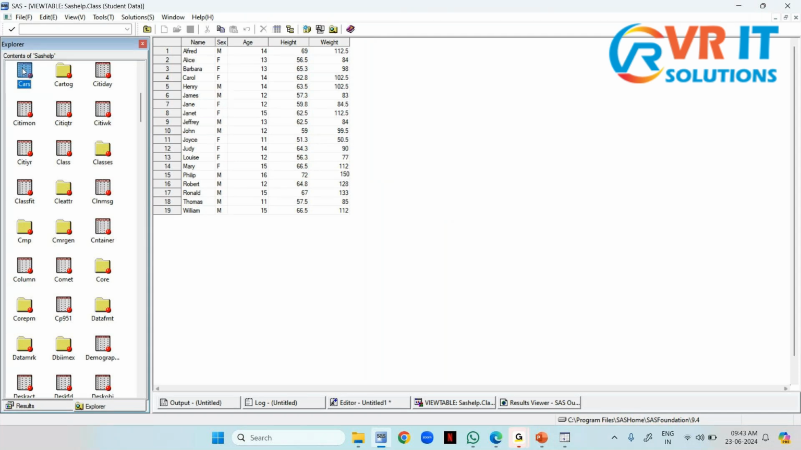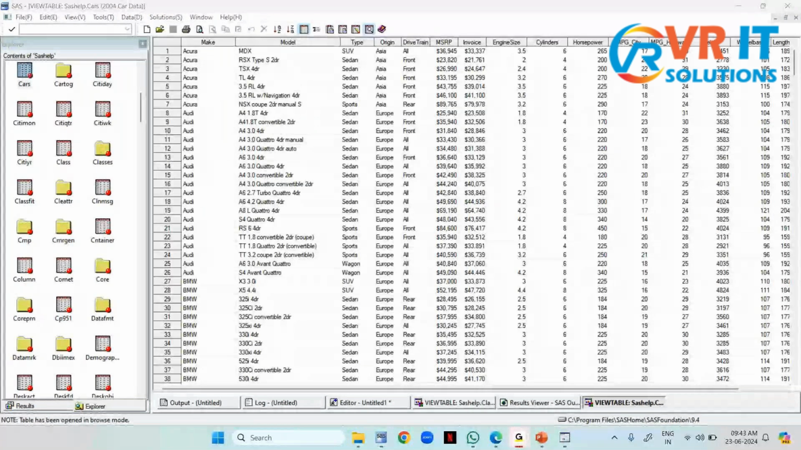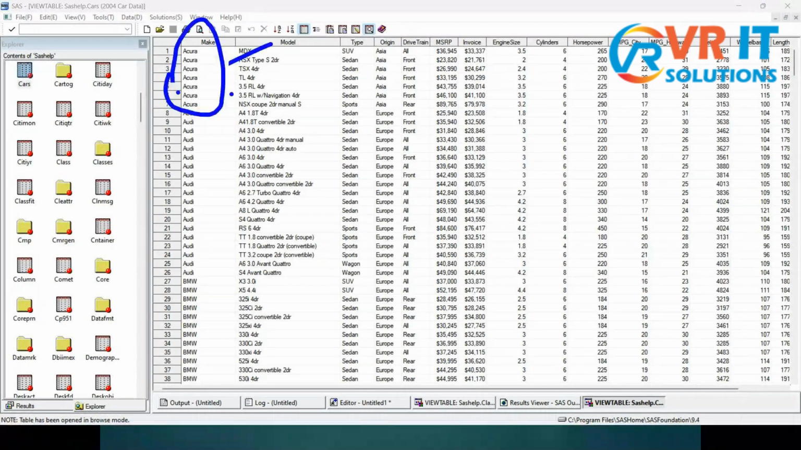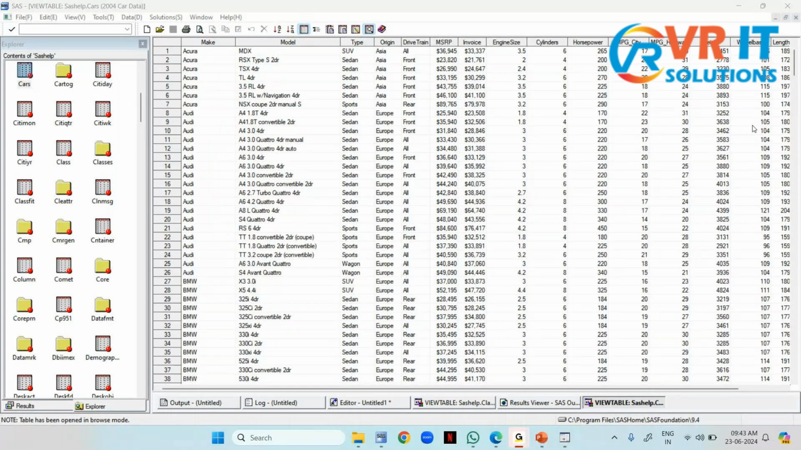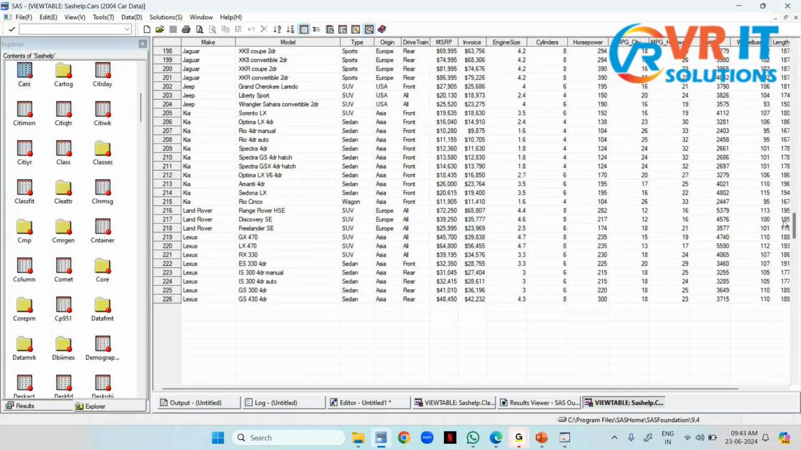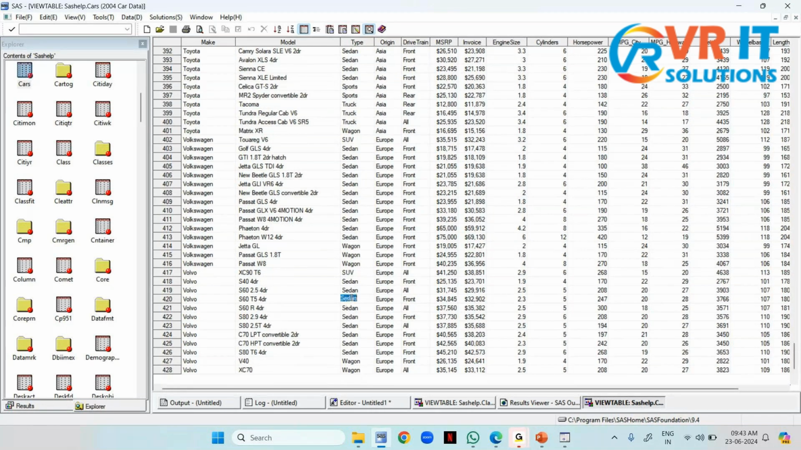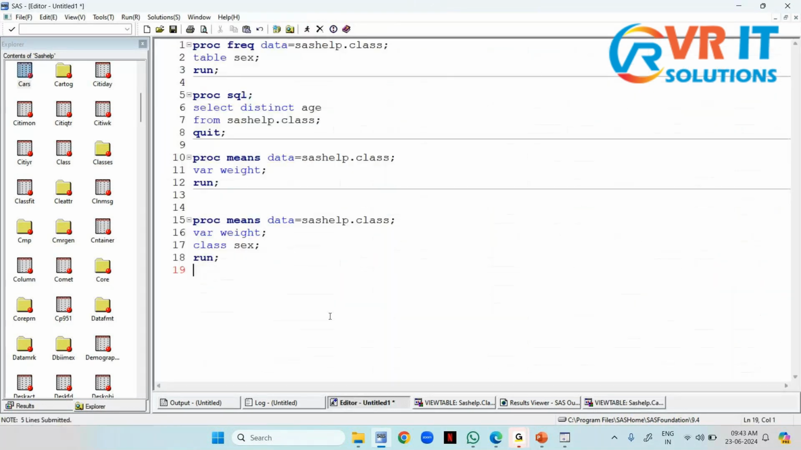Let's say there is a data set called cars. In this you can see Acura, different models from Acura, Audi, BMW, right? And if I scroll down, there are a lot of observations in this. It has some 428. Even this is a very small data set for SAS.